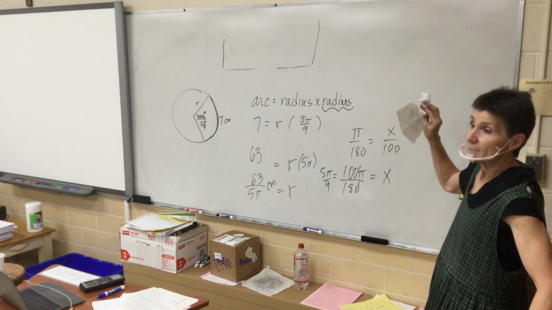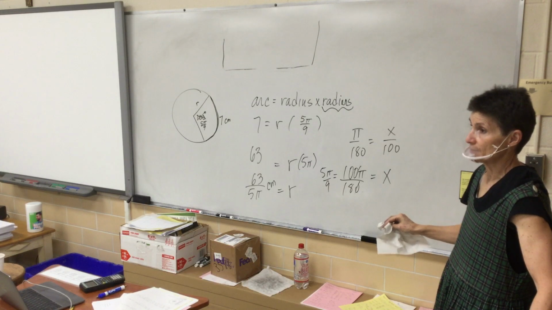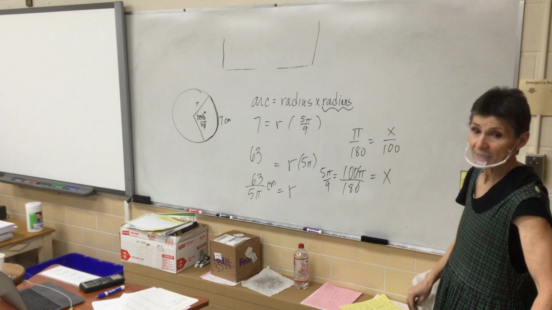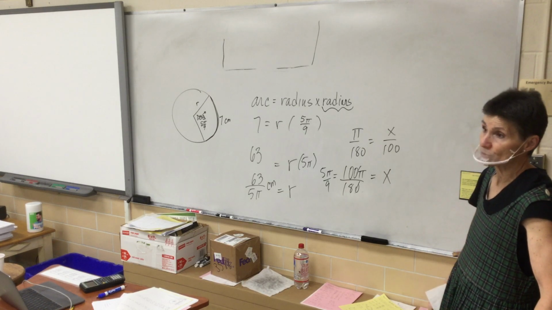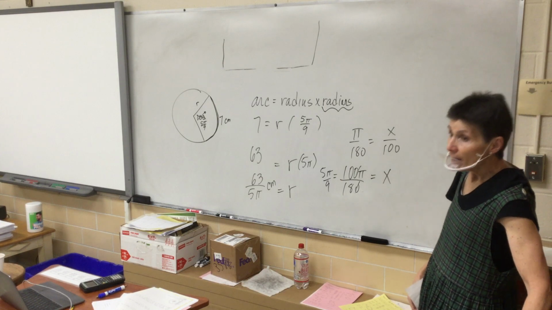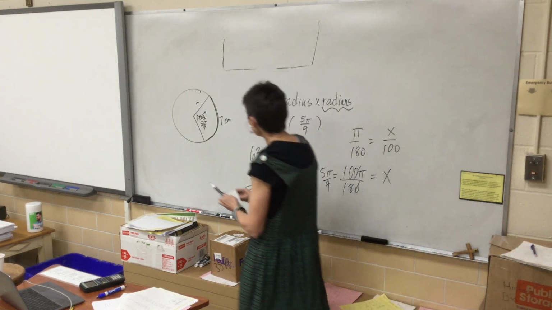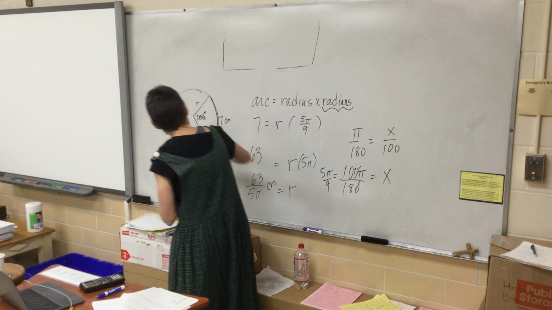One option is always to remember arc length equals radius times radians. The inconvenience of that is sometimes your angle's not in radians, so you have to change it first, which is not a big deal. You just have to do it. The other way to do the problem is the way you probably did it in geometry.